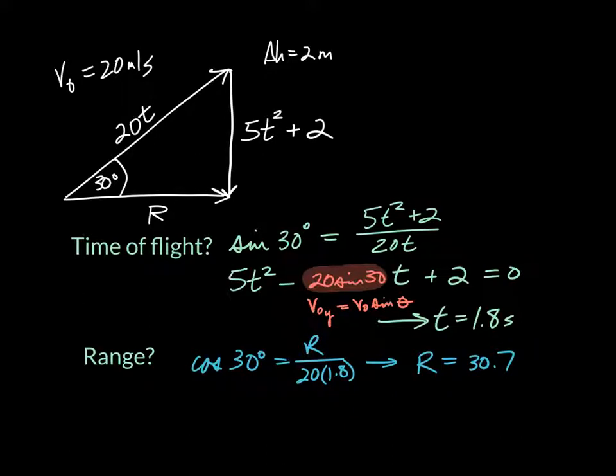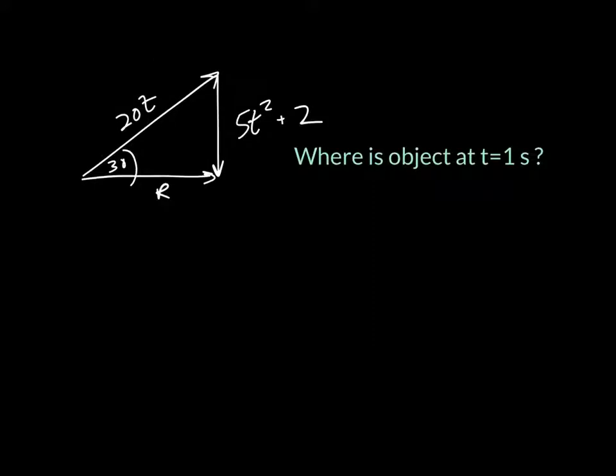Easy peasy. And the tangent relationship would give you the same number. I'll leave that for y'all to do if you are so inclined. So that's just basic review of what we were just doing. Now we'd want to ask a more complicated question. So we could ask a question, where is this thing going to be at time equals 1 second?